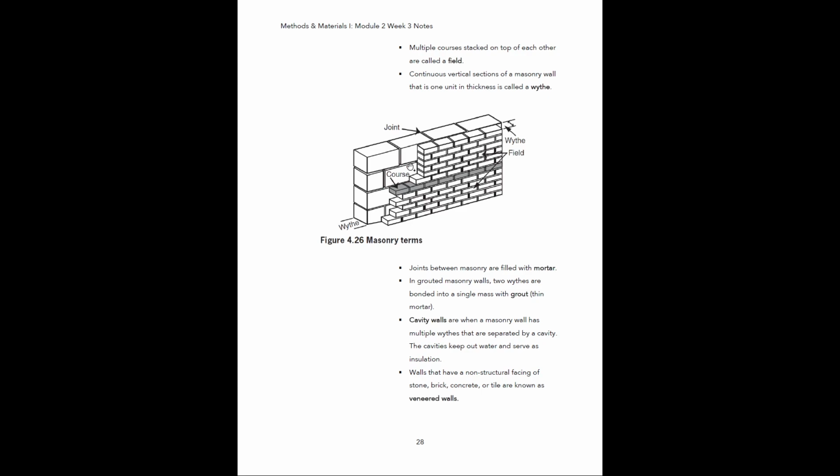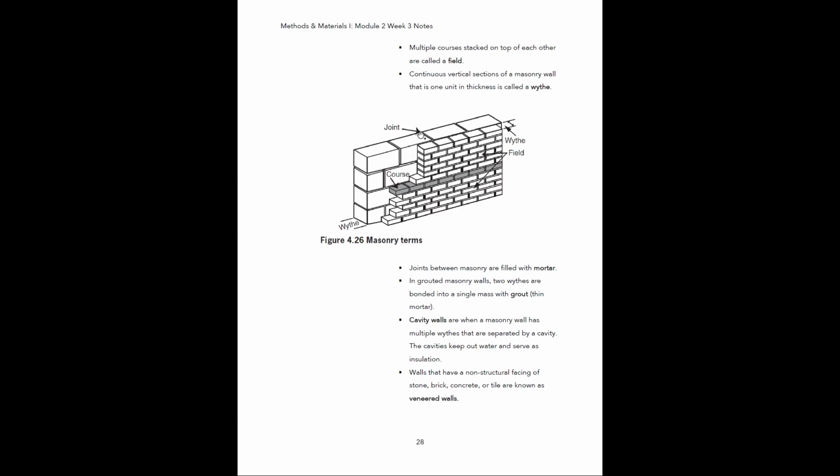And then we have a course. A course is basically just a single row of bricks. So this darker gray line of bricks here, that is a single course in the wall assembly. And then the field is basically multiple courses stacked on top of each other.